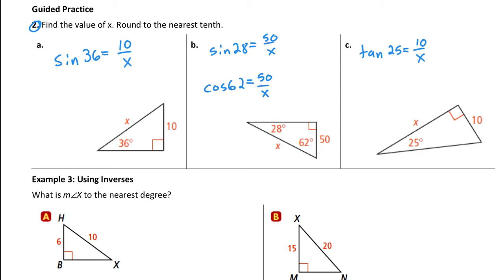So the ratios here: in part A, the sine of 36 is the opposite side 10 over the hypotenuse x. Part B, sine of 28, or you could have used cosine of 62, because 50 is opposite from 28, but it's the adjacent leg to 62. Regardless of either of those, x is still the hypotenuse. And then in part C, 10 is the opposite leg, and x is the adjacent leg. So right now, you're ready to just move on to the practice.